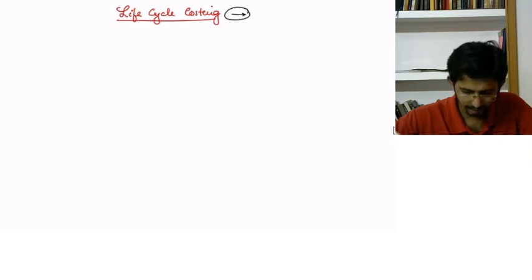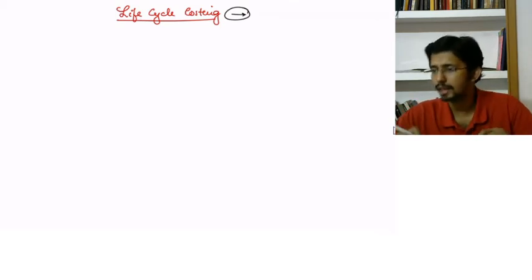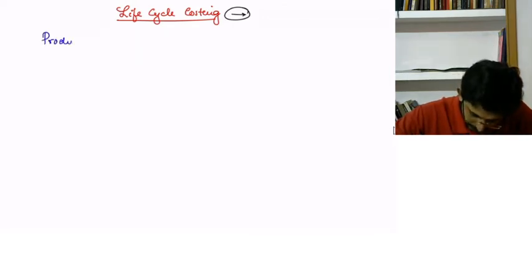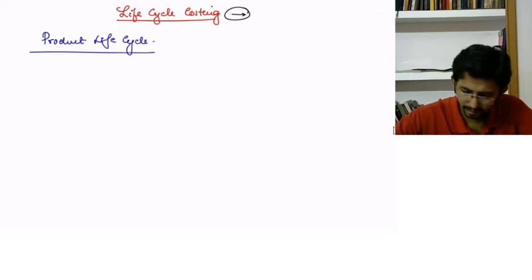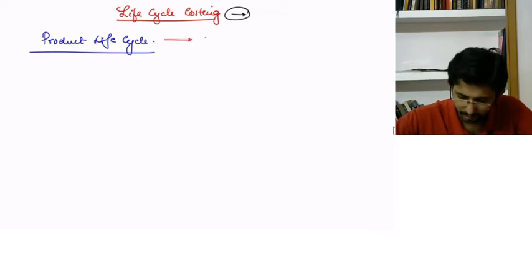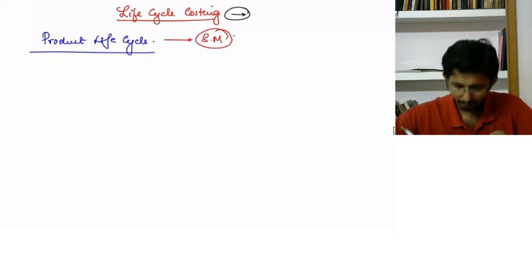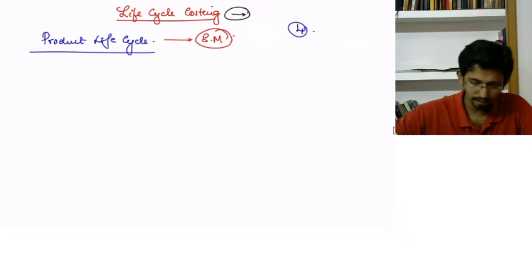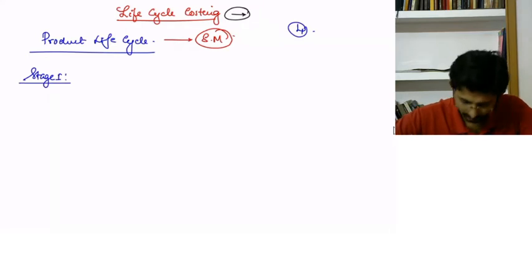Okay, life cycle costing. Now, before we learn the meaning of this life cycle costing, we need to learn the concept of product life cycle. Again, this is a concept which we have already learned in your strategic management in your previous level. Now, for any product, once it is launched, it will pass through 4 stages in the economy.